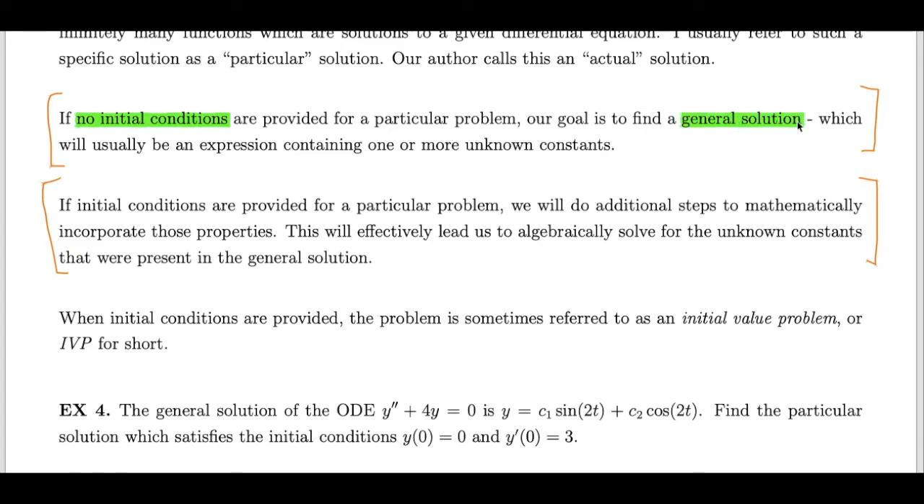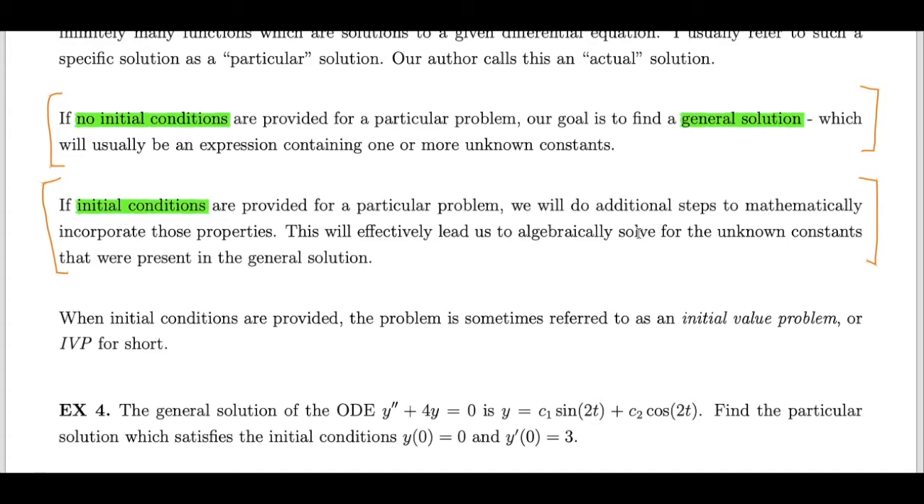A general solution, we'll see an example in just a second, will usually be an expression that contains one or more unknown constants, because again, it's defining an infinite family of functions as opposed to one specific function. If initial conditions are provided in a particular problem, then our goal is to incorporate those initial conditions mathematically so that we solve for the unknown constants.